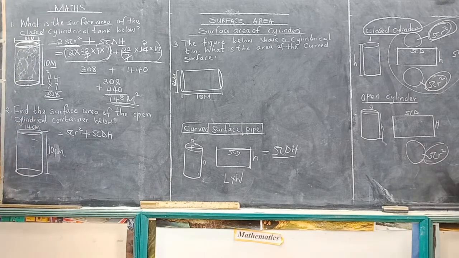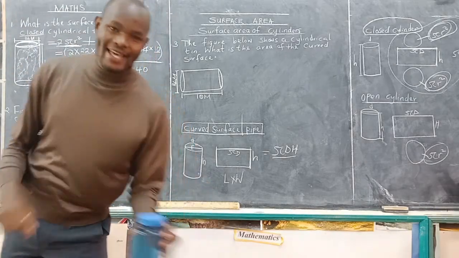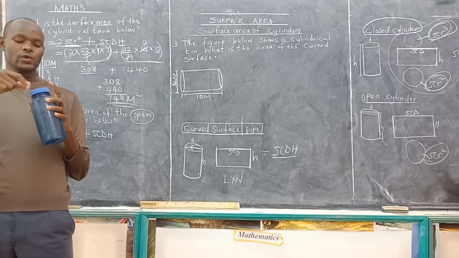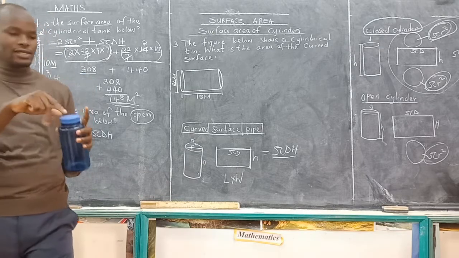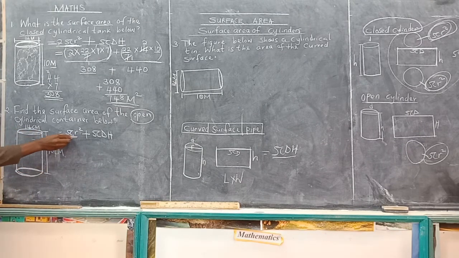Find the surface area of the open cylindrical container below. If it is open, the top circle is not there. So we only have one circle, then the curved surface. And the formula is very simple. Since one circle is not there, you are just getting the area of one circle, pi r squared. That is the formula of getting the area of a circle.